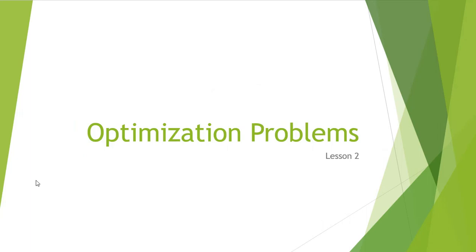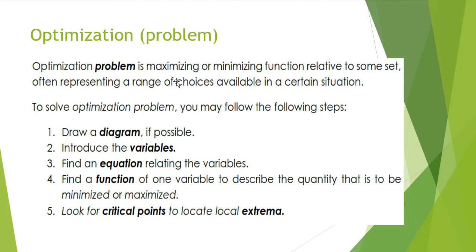Now we proceed to lesson 2, optimization problems. Optimization problem is maximizing or minimizing a function relative to some set, often representing a range of choices available in a certain situation. To solve the optimization problem, you may follow 5 steps. First, draw a diagram if possible. Number 2, introduce the variables. Number 3, find an equation relating the variables. Number 4, find a maximum or a minimum function of one variable. And number 5, look for the critical points to locate the local extrema.